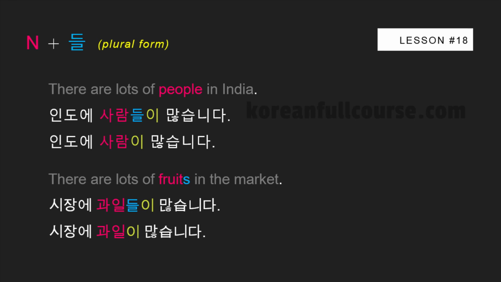There are lots of fruits in the market. 시장에 과일들이 많습니다. And 시장에 과일이 많습니다. Although the first sentence is grammatically correct, I would say that the second sentence is more commonly used. This is kind of confusing, I know. There are no specific rules that would tell you when you should or should not use the plural form. Since you're a beginner, you can use the plural form particle 들 wherever it's necessary. And as you become more fluent in the Korean language, you will figure out by yourself when you can omit the plural form particle.